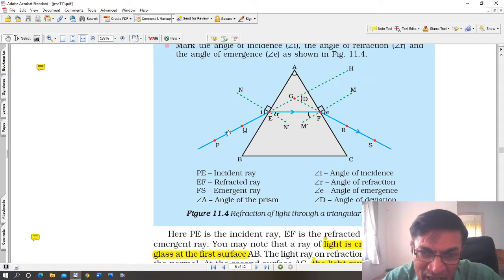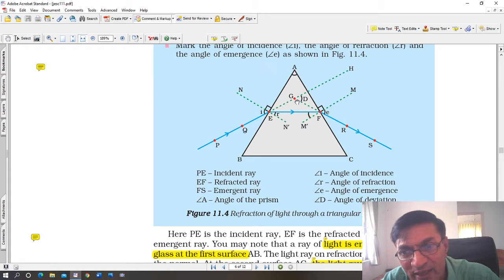Now if you extend this ray PQ backwards, and if you extend RS backwards, you get this green dotted line. And at this point G in the diagram, an angle is formed this way. This angle at G is called the angle of deviation. You can see D marked out here. This angle D is the angle of deviation.